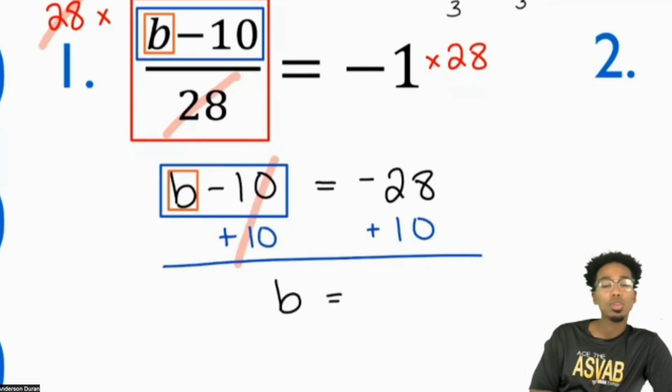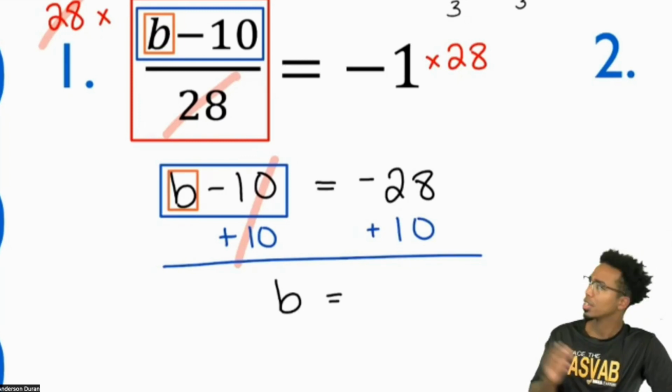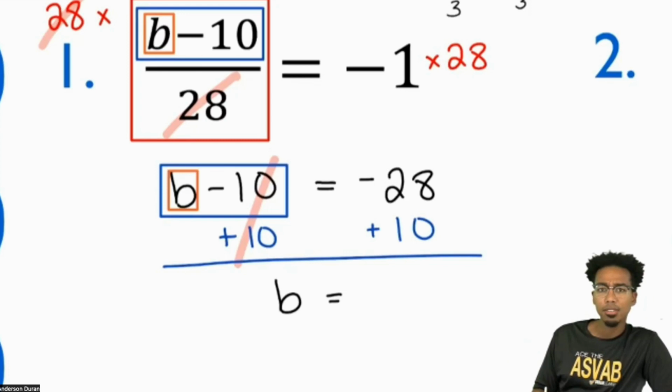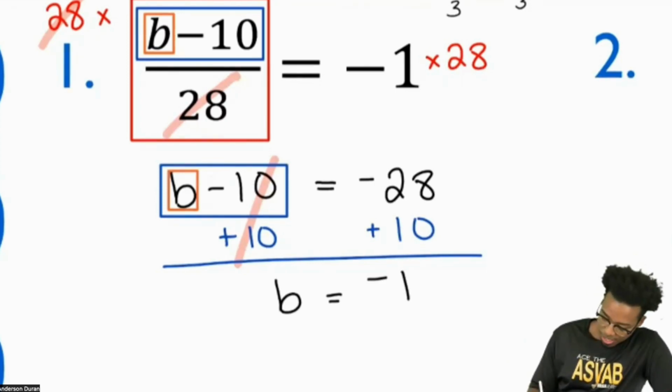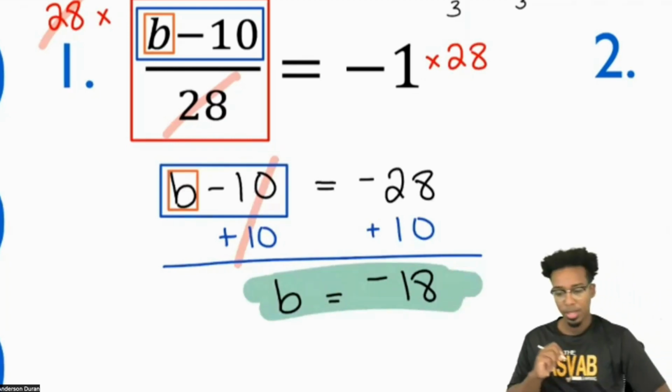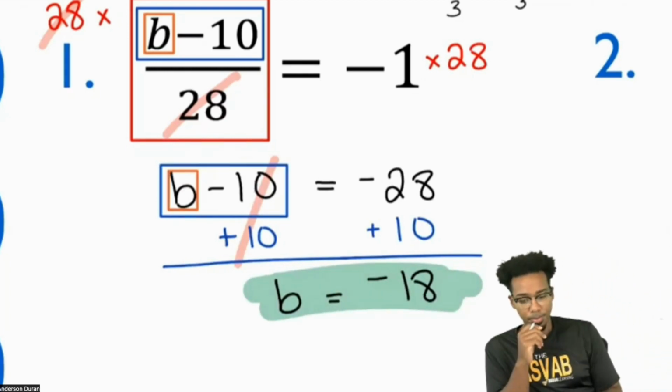And so negative 28 plus 10, same thing as saying 28 minus 10, but just keep it negative, because the 28 is the bigger number, so you keep it negative. So that's going to be negative 18.